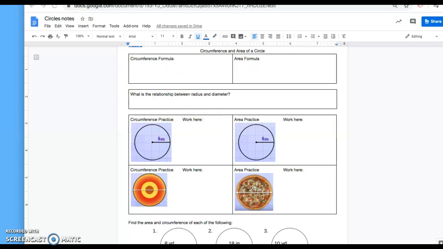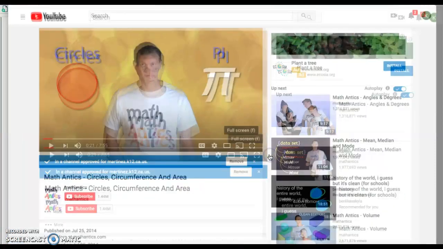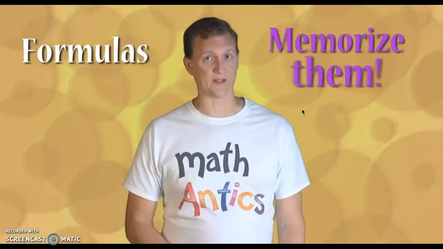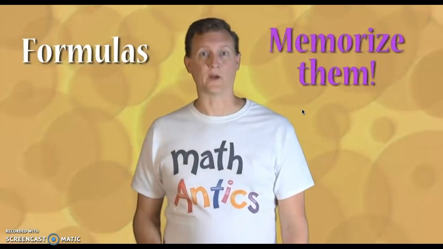Here we go. Circumference and area of circles. The formulas that we use to calculate circumference and area are so important that you should really memorize them. To help you do that, we're going to look at them side by side, and that will help you see their similarities and their differences so you don't get them mixed up.